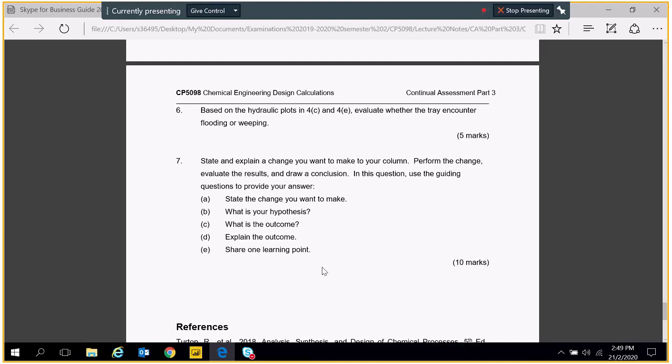So don't bother about the hypothesis. Then you run the simulation. What's the outcome? Then you explain. Oh, one of them is right. The other one is not quite right. Then you explain why that is so. And then part E, you share one learning point, what you learn from this simulation.